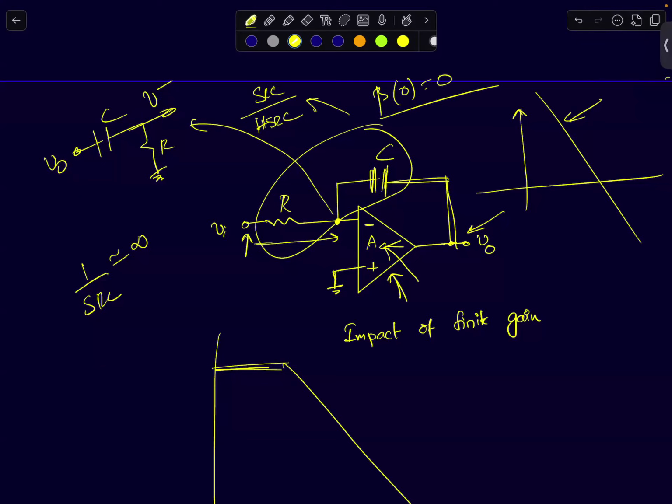The forward path gain will just be equal to minus A itself. Here it is minus A. But since I only asked you about the magnitude, I said mod of A is sufficient, mod of minus A, which is A itself.